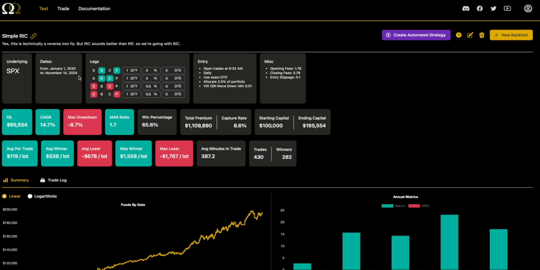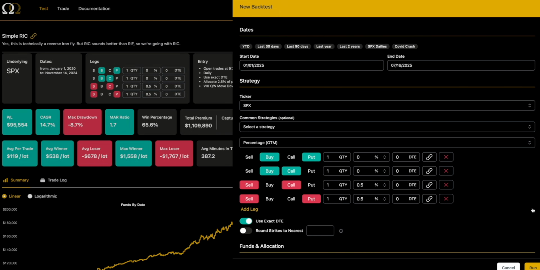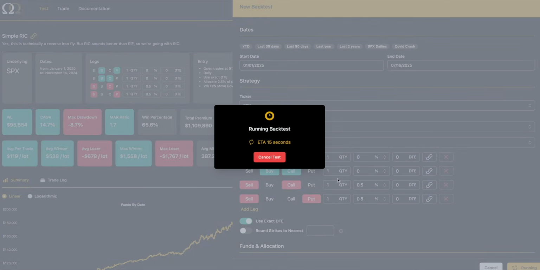A lot of people automate Ricks on the Option Omega platform. A lot of people talk about backtests for Ricks in the Option Omega Discord. And what has happened is, if we look at this backtest year to date, it has not been great.